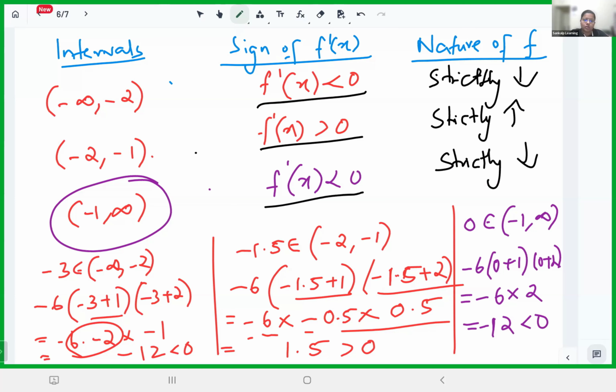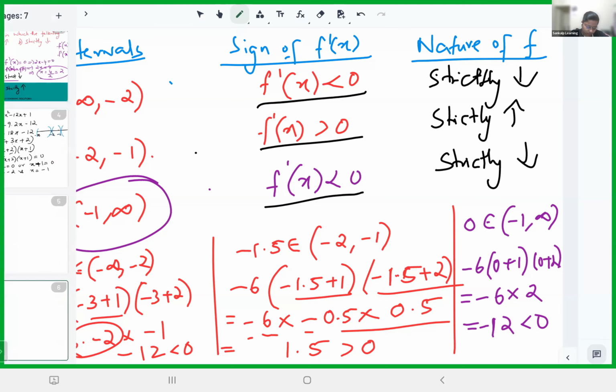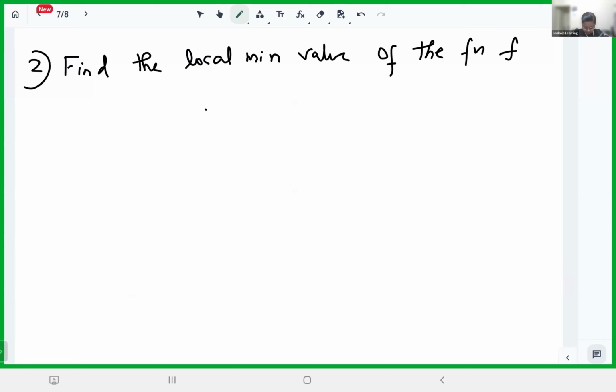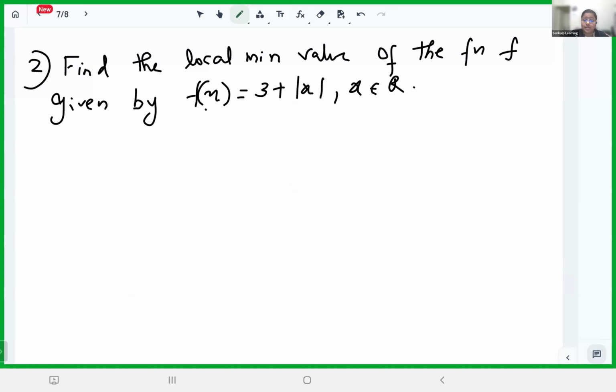All right. Moving on to our second question. The second question is, find the local minimum value of the function f given by f of x is equal to 3 plus mod x, where x is an element of R. Okay. So the function is 3 plus mod x.